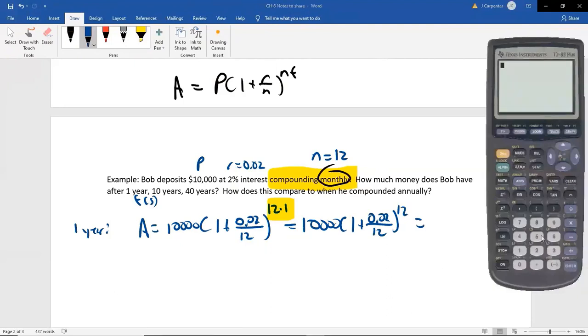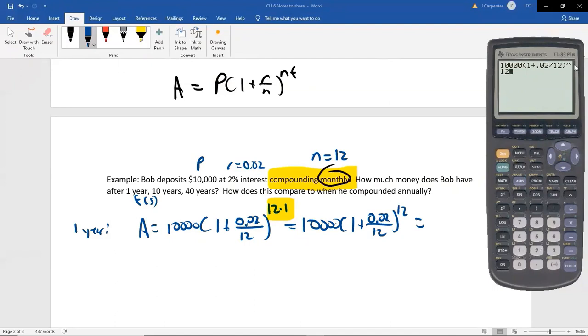Ignore that stuff. So 10,000. On your calculator, you may have to hit times before the parentheses, so be careful. 1 plus 0.02 divided by 12. Close the parentheses. And the exponent is this little, what we call a caret button, and then raise it to the 12th power. I am telling you, you have got to practice this.